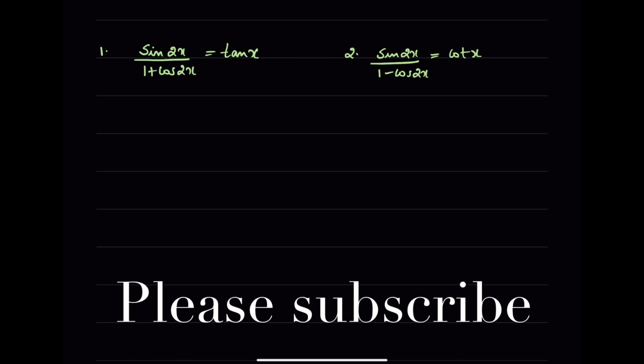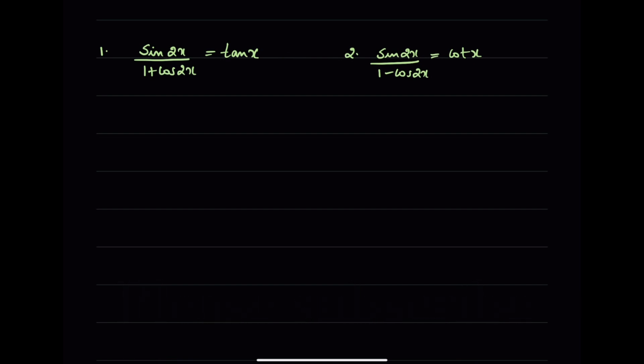So here we have to prove that sin 2x divided by 1 plus cos 2x will be equal to tan x. Now let's apply the formula of sin 2x. Sin 2x is 2 sin x cos x, this divided by 1 plus cos 2x. Now we have to arrive at tan x. That means we have to have a denominator of cos. So what we can do is cos 2x can be written as 2 cos square x minus 1.